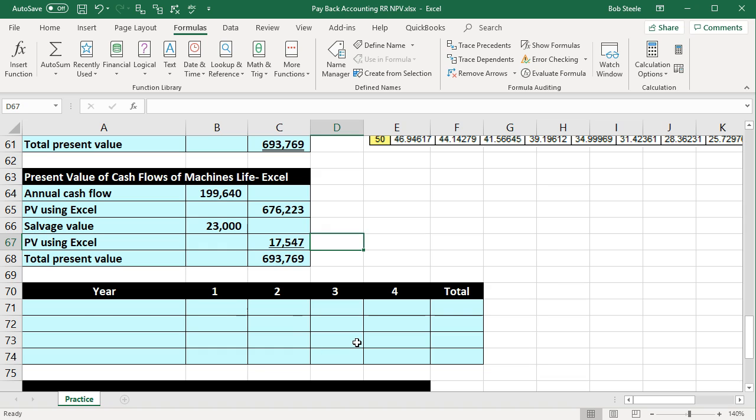So you might want to break out the cash flows in this format. I'll show you a couple different ways to do this. So we could do it this way, year 1, 2, 3, 4, and then the total. Then we'll look at the cash flow each year.